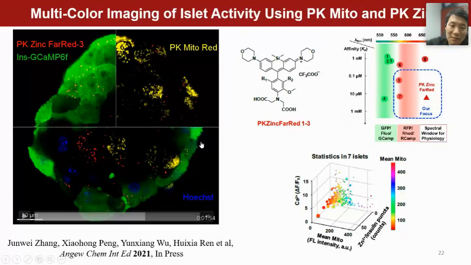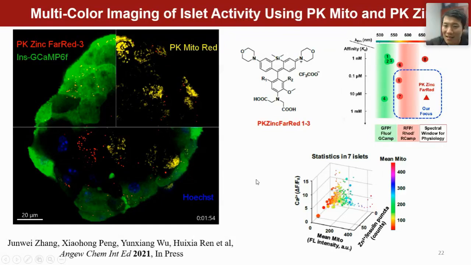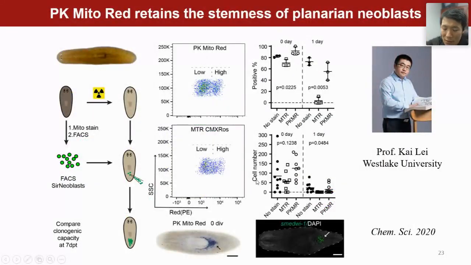And maybe you are interested in one question. If you look at this PK Mito Red staining in the live islet, some of the cells stain heavier, while the other cells do not stain very heavily. So the mitochondria signal has some difference across the cells. That's not a problem, because we also realized PK Mito is not only indicating the mitochondrial structure, but the heavy or light mitochondrial signal may also have some biological significance.